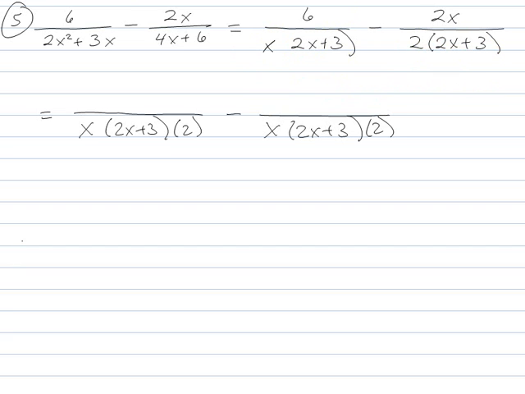Okay, now it's a matter of translating it over. So here I've got an x, here I've got an x. I've got a 2x plus 3, and I've got a 2x plus 3. All I'm missing is the 2. So I need to multiply the top and the bottom of this by 2.